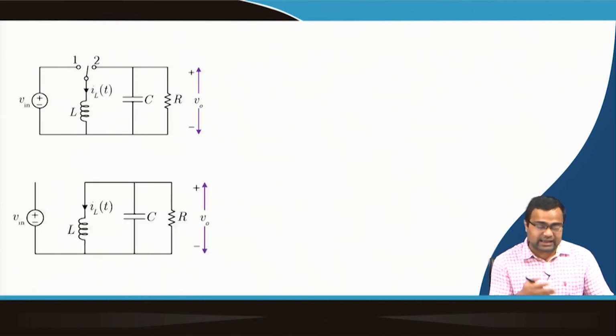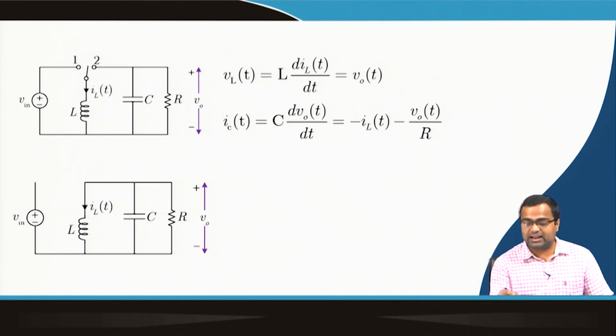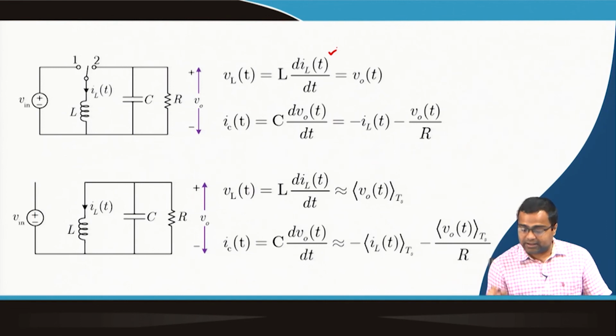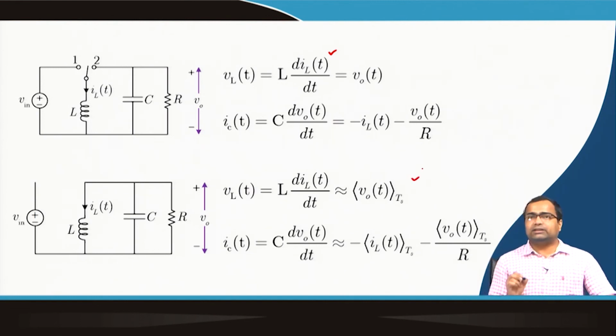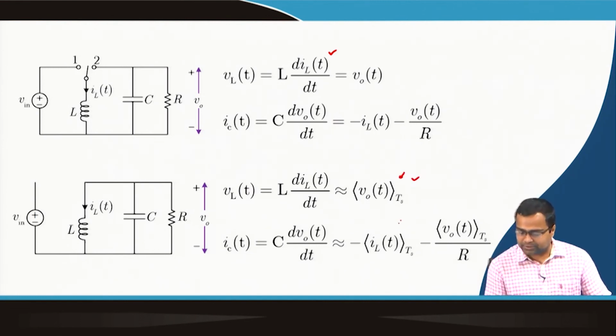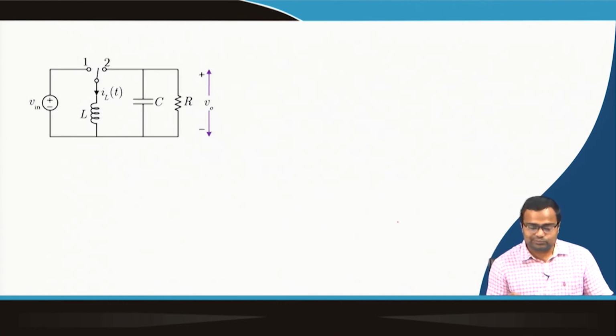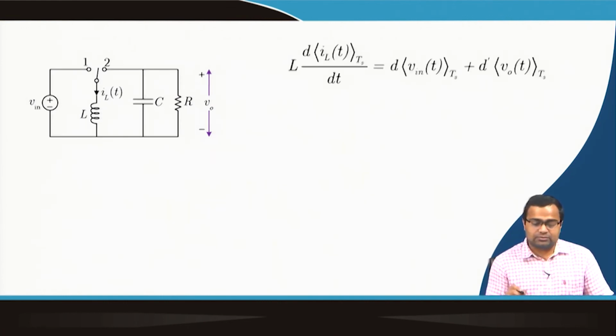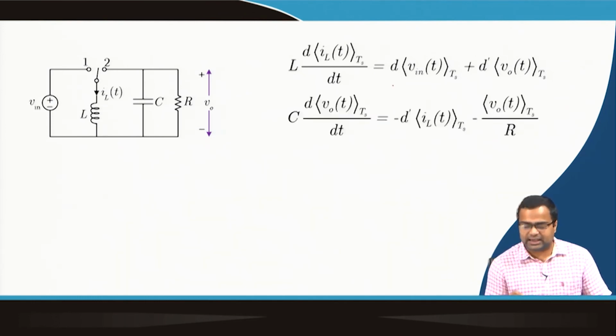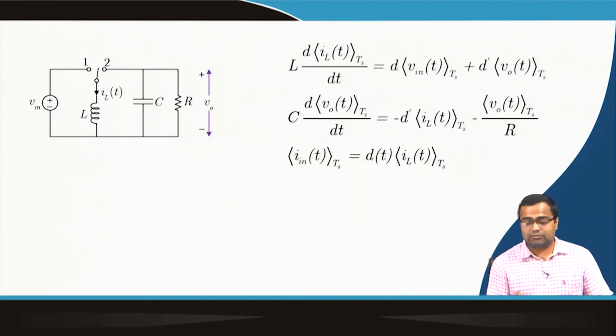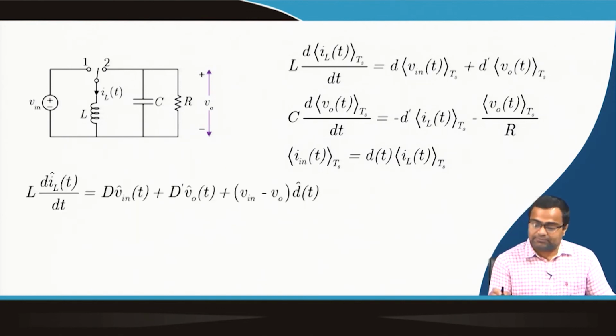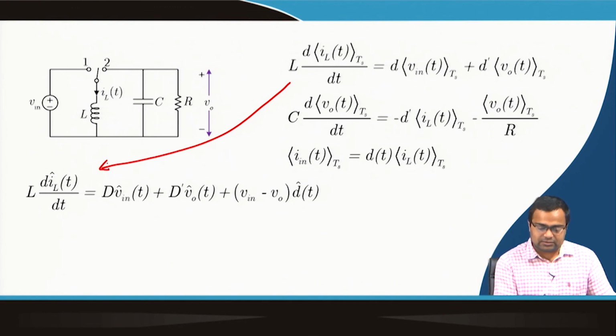Then we can take the second switch configuration, and we can write down the derivative of the inductor current in terms of the average current quantity, where we have ignored the ripple of the output voltage and the ripple of the inductor current. Then we can write down the inductor current average dynamics, which is the dynamics over the cycle, and the output voltage average dynamics over the cycle, and we can write down the input current average dynamics. Okay?